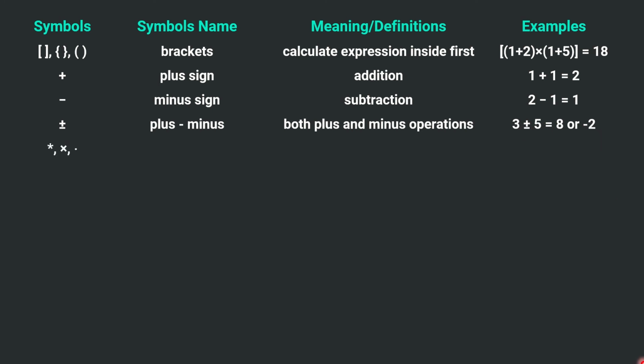Then we have these three symbols. This is a star, this is cross, this is dot. These symbols represent multiplication.